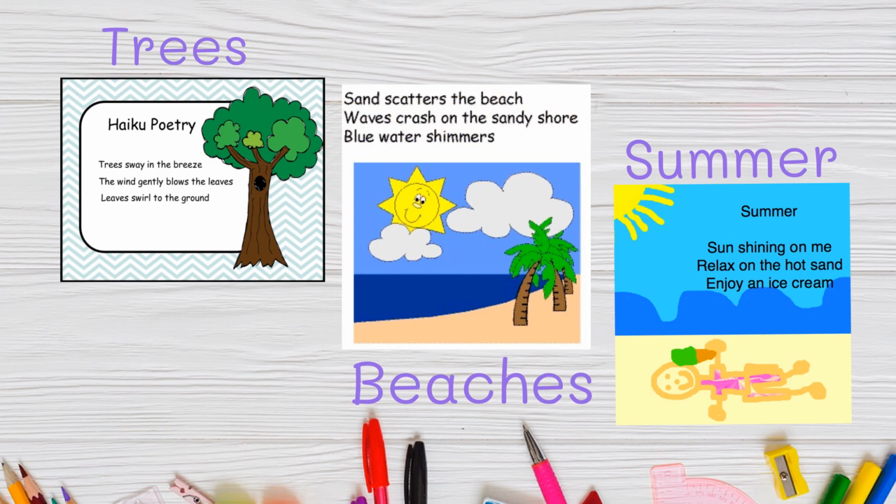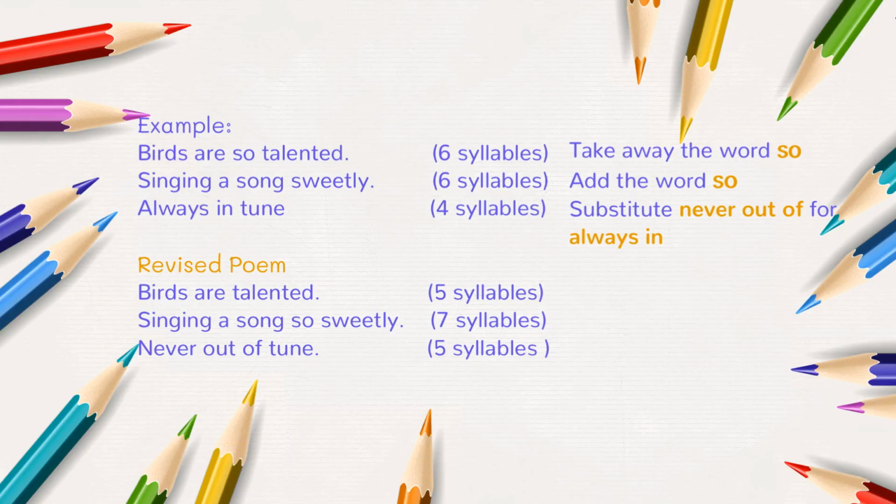Trees. Trees sway in the breeze. The wind gently blows the leaves. Leaves swirl to the ground. Beaches. Sand scatters the beach. Waves crash on the sandy shore. Blue water shimmers. And summer. Sun shining on me. Relax on the hot sand. Enjoy an ice cream.